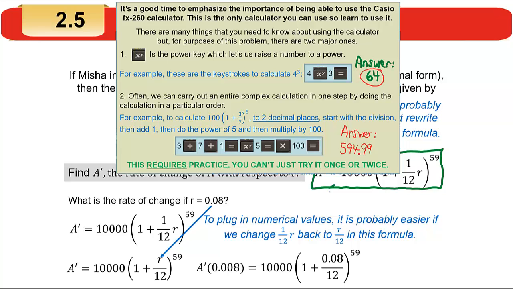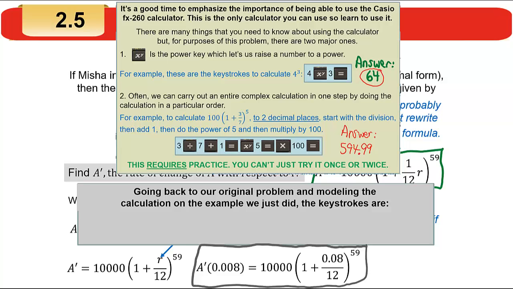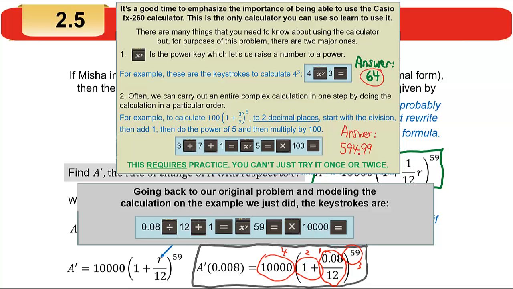The calculation we're trying to make is very similar to the one we just did there in step 2, so I would do the same thing. Going back to this original problem, I've got to use 10,000 times the quantity 1 plus 0.08 divided by 12 all raised to the 59th. So I'll take the same strategy as before. I want to do the division first, then add 1 second, then raise the power third, and then multiply by 10,000 fourth. Practice, practice, practice. Those are your keystrokes.